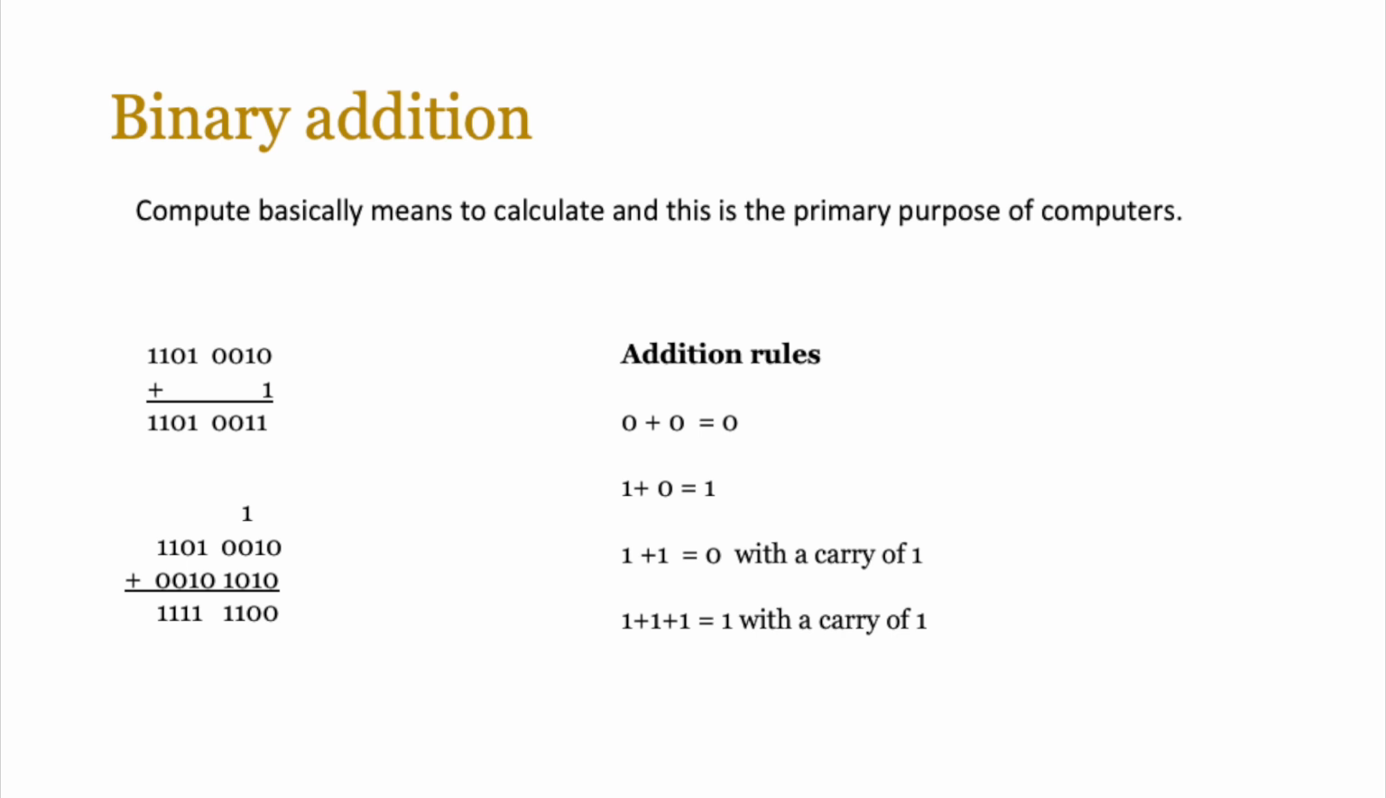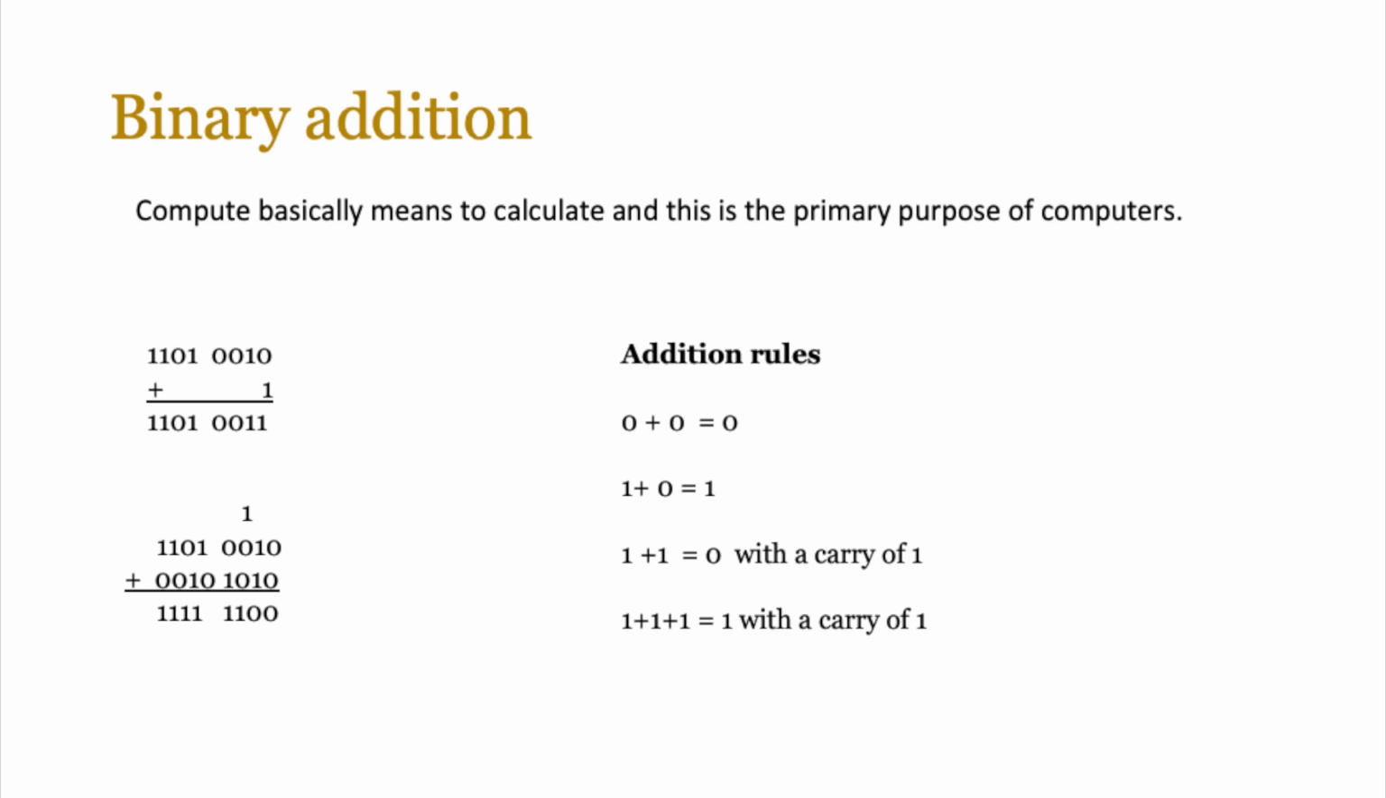Now, computers can do calculations really quickly. The word compute basically means to calculate. And this is the primary purpose of a computer. And that basically means maths, addition. Computers are very good at doing calculations, billions of calculations per second. The addition is just like our normal addition, where we add two numbers together and it gives us an outcome.